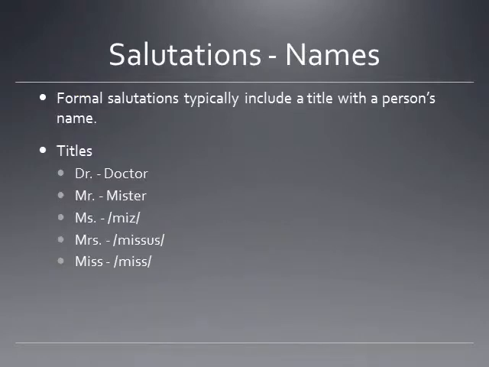When you write someone's name in a salutation, you need to think about whether or not the situation is formal or informal. Formal salutations typically include a title with the person's name. Some titles could be Dr., Mr., Ms., Mrs., and Miss. Miss is much less used, especially in written communication. It's more verbal in choice. But you'll probably use Mr., Mrs., or Ms., and Doctor quite frequently.